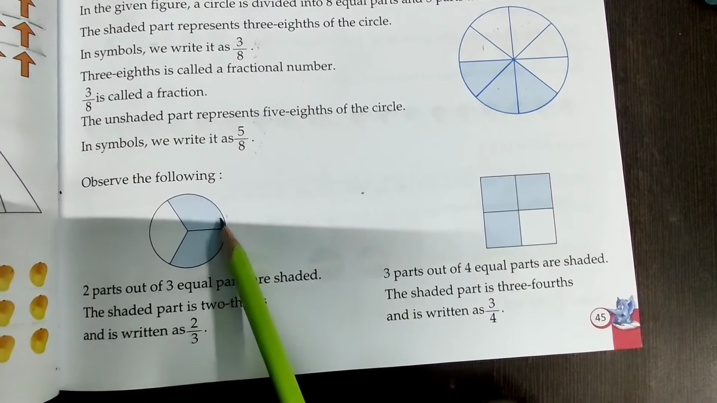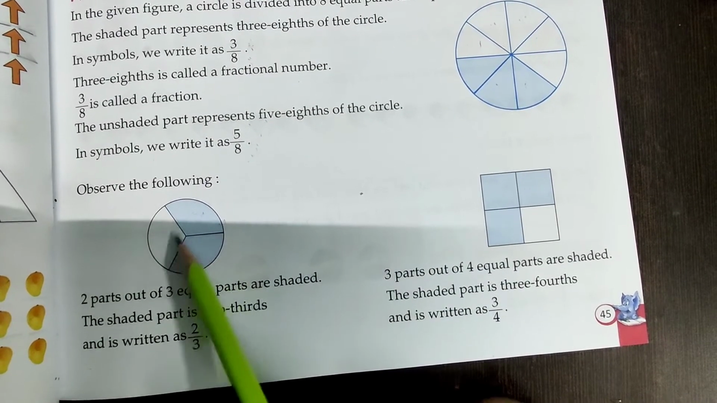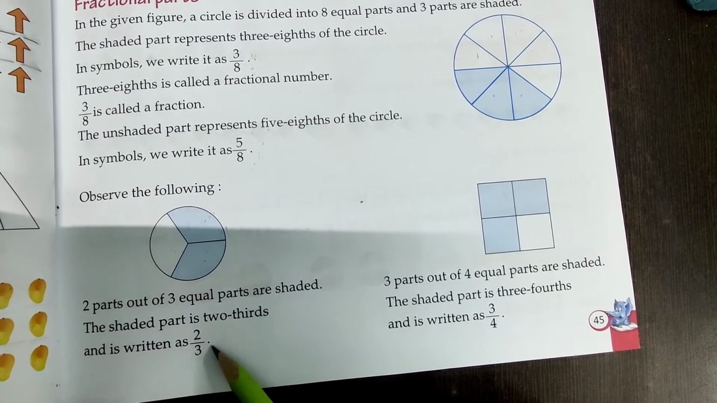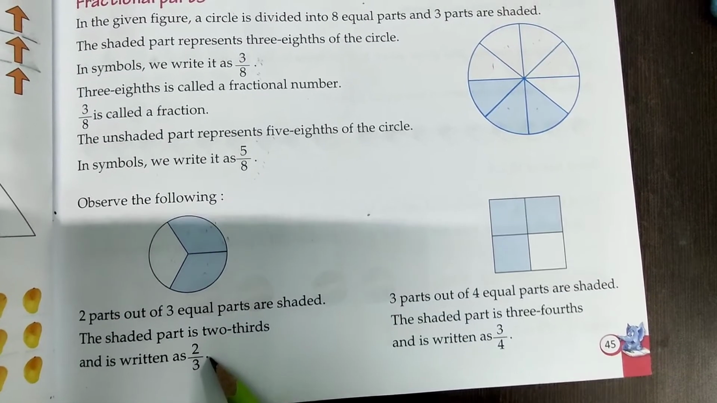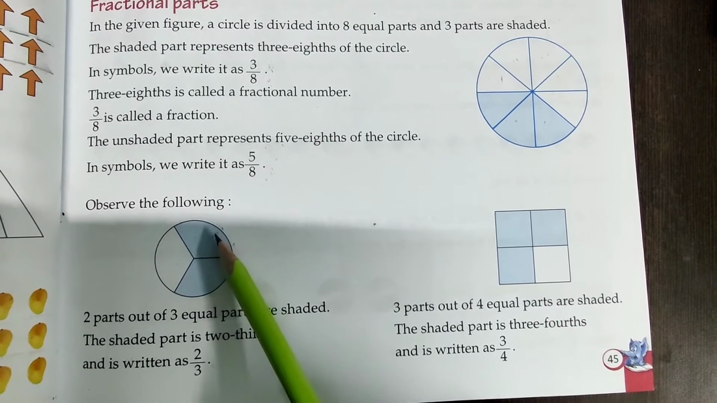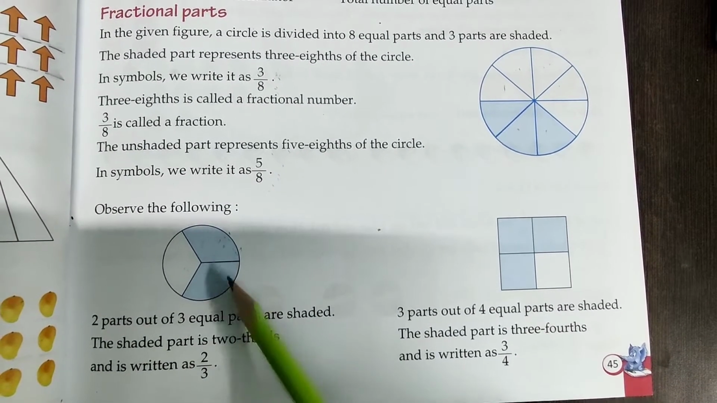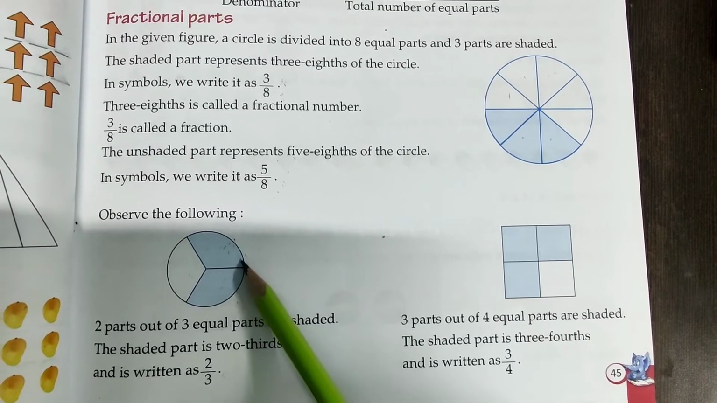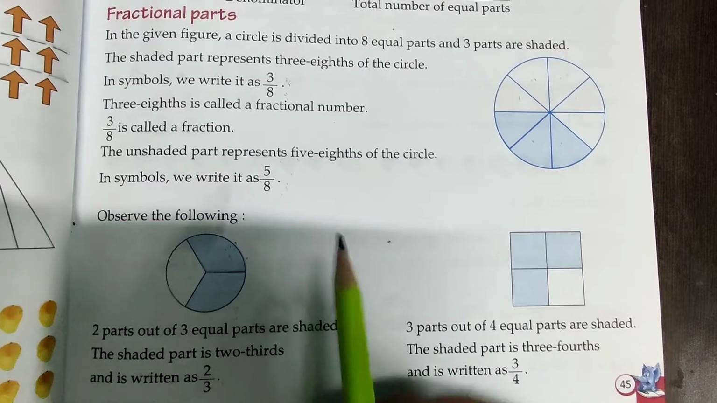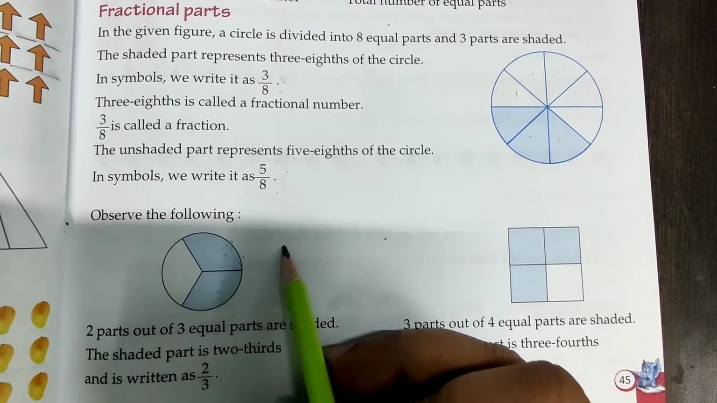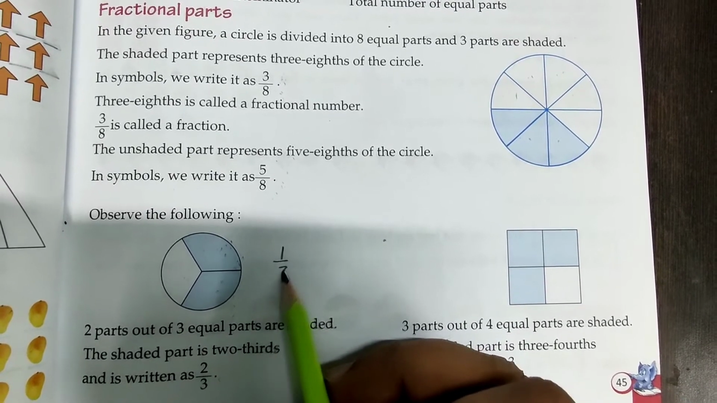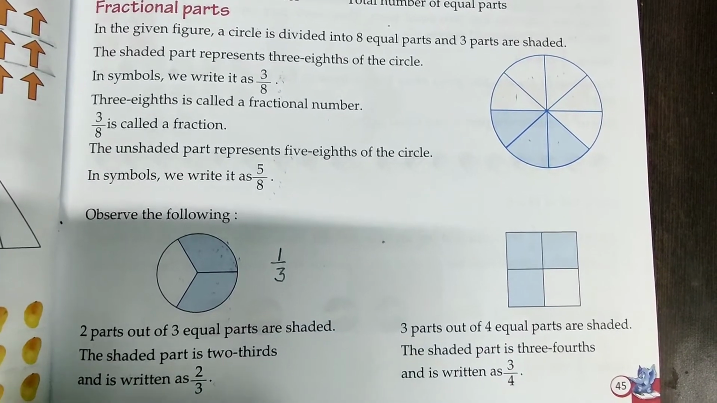Observe this figure: 1, 2 and 3 parts, 3 in the denominator. How is it written? The shaded part is written as 2/3, with 2 in the numerator and 3 in the denominator. And if we talk about the unshaded part, then 1/3, we can say that.